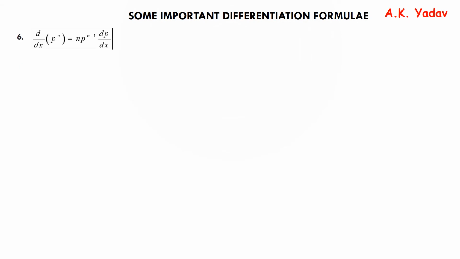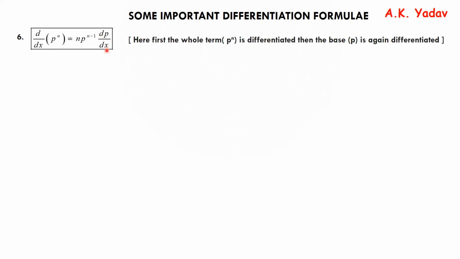Let us move to the sixth one, which is d by dx of p to the power of n equals n p to the power of n minus 1 and dp by dx. Here we have considered p to the power of n as a whole term. So first we differentiated the whole term, and then the base, that is p, is again differentiated with respect to x. This is a very important rule for you.